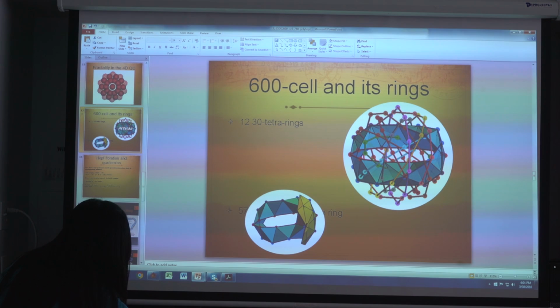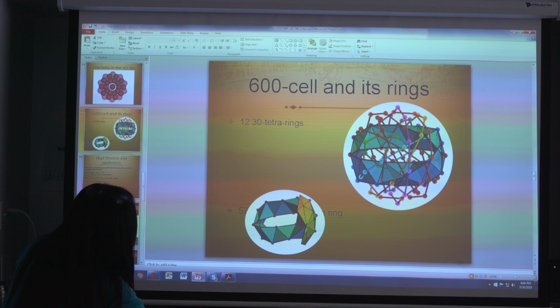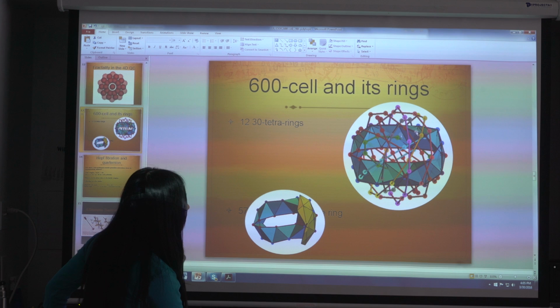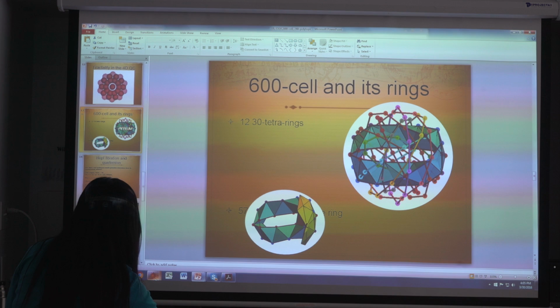How many decagons? 12 decagons. Because we have 120 vertices, and decagons have 10 vertices, so there are 12 of them. Cool. And every three of them together can form a tetrahedral ring. So I will show you in a moment here. Well, three neighboring ones.